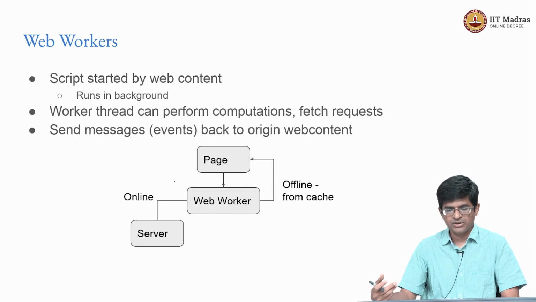So then comes the question, what exactly is it that a PWA provides in addition to that? To understand that, we also need to think a little bit about what's called web workers. A web worker is a script, probably a JavaScript function or set of functions, that is started by the web content. What is the web content? It's basically the HTML page that gets displayed. The idea is that it runs in the background, and a worker thread can perform computations, and it can also perform fetch requests. In other words, it can perform a whole bunch of asynchronous operations.